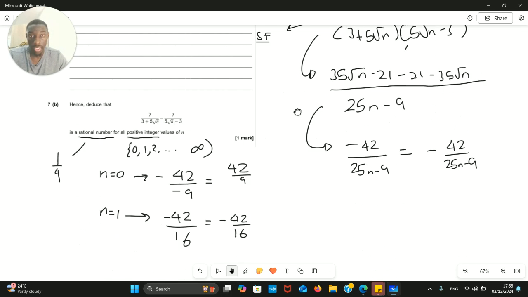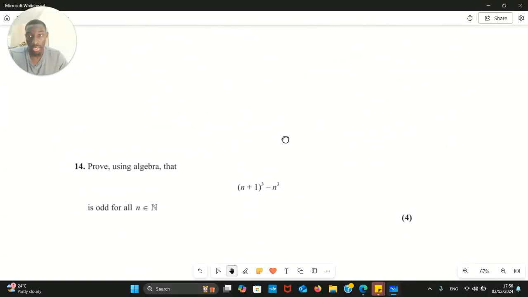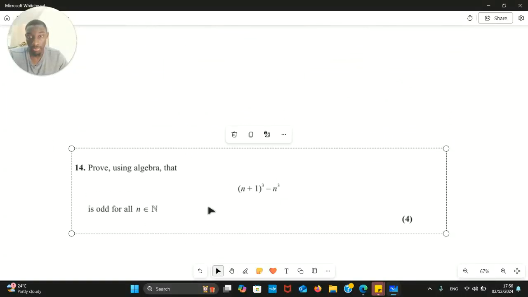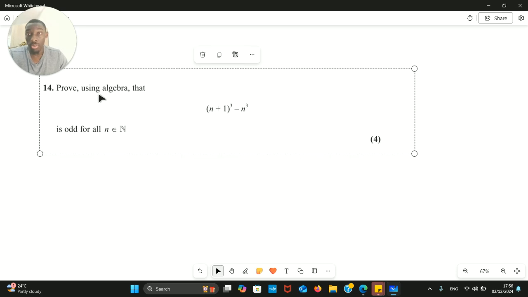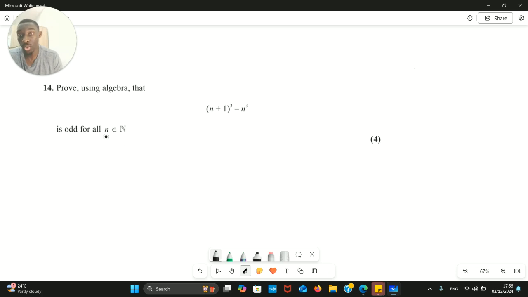This is from my AQA. Now the next one we have is from an Edexcel paper. So this one says prove using algebra that n plus 1 cubed minus n cubed is odd for all n in the set of natural numbers. So again, in the previous video, I talk about how not only do we need to know the words, but also to have their symbols. So this n stands for natural numbers.